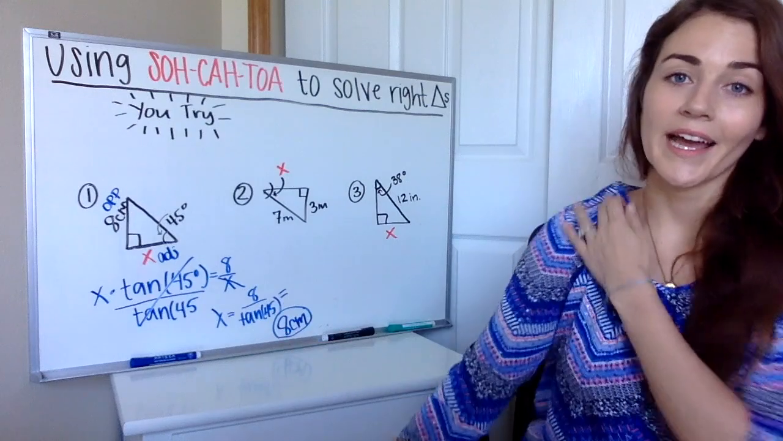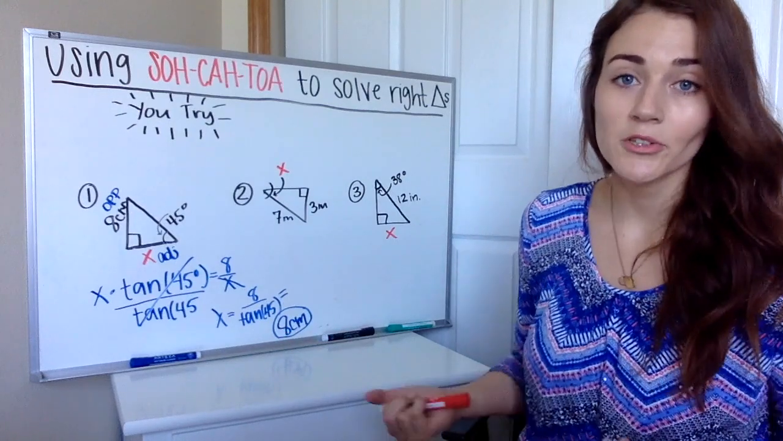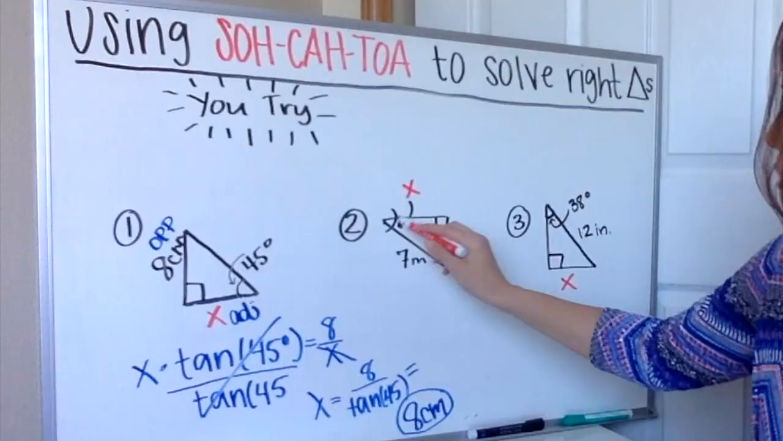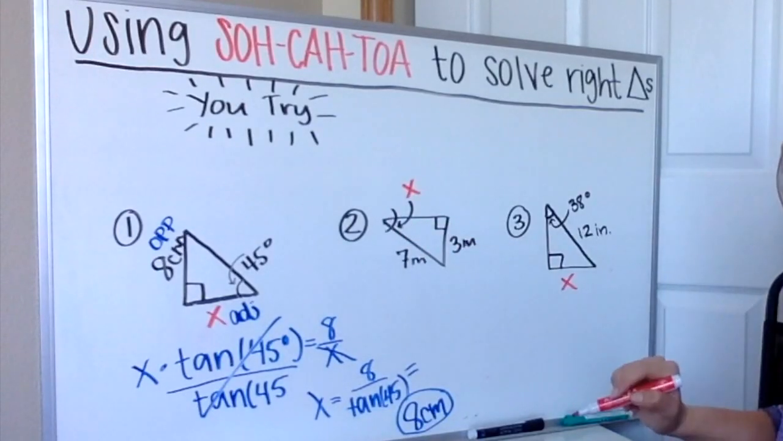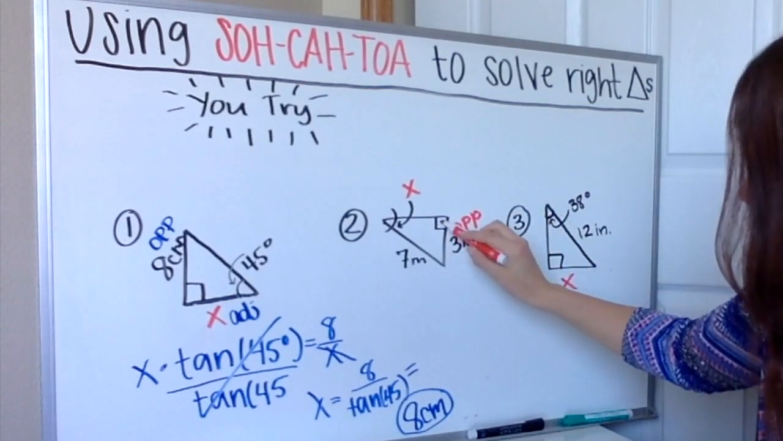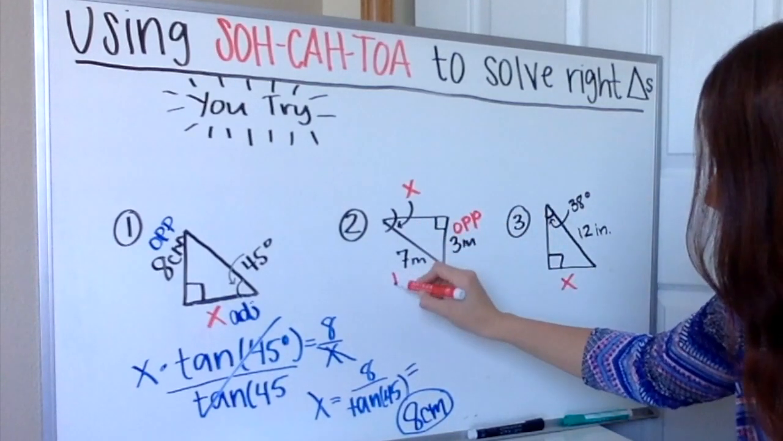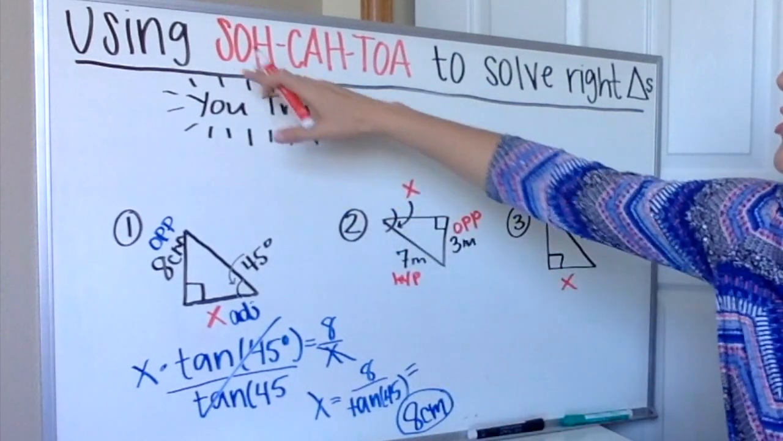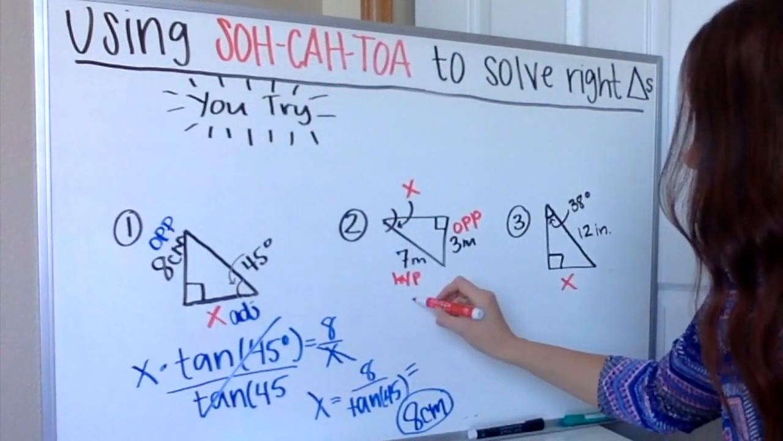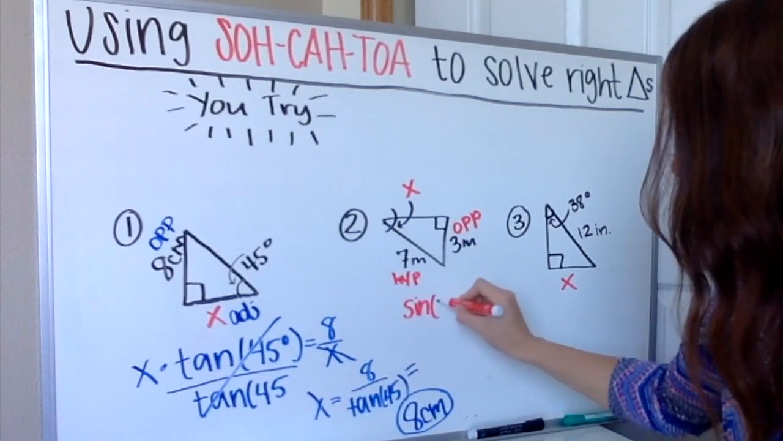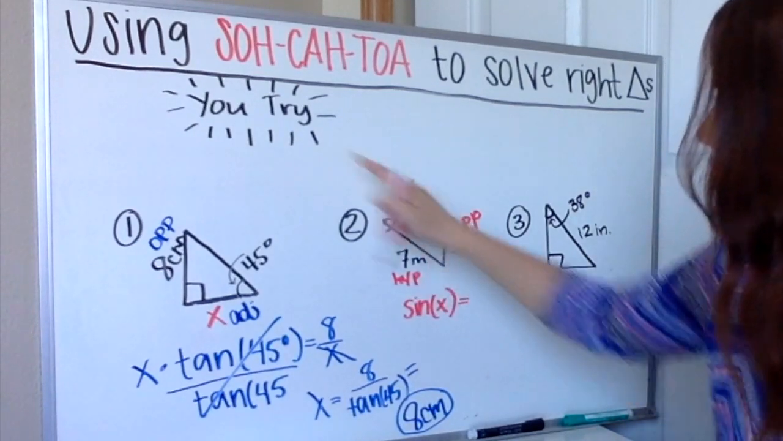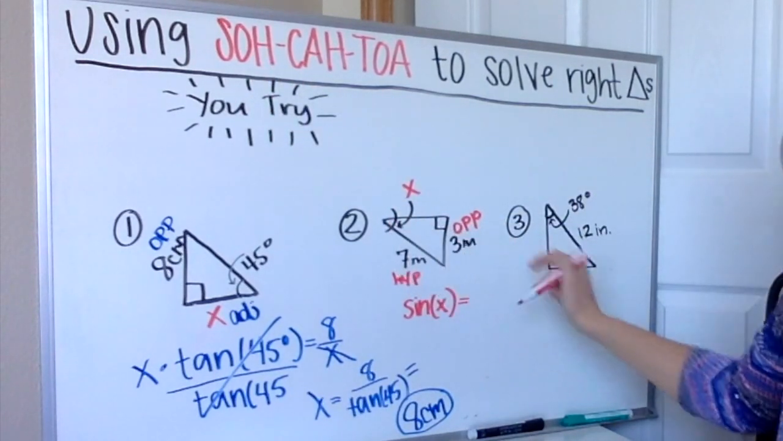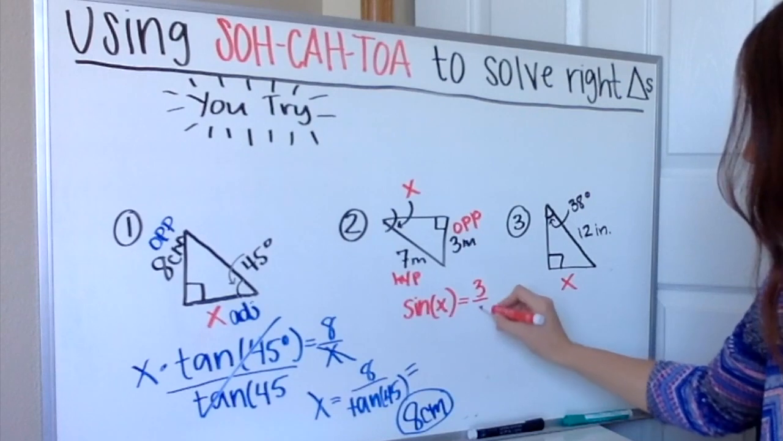But now looking at 2, this time we're finding our angle, so we're going to have that extra step of using our inverse function. We are given the one across from it, opposite, and we are given the one across from our right angle, hypotenuse. So which one uses opposite and hypotenuse? So we're going to say sine of x equals opposite over hypotenuse, which we said our opposite was 3, our hypotenuse was 7.